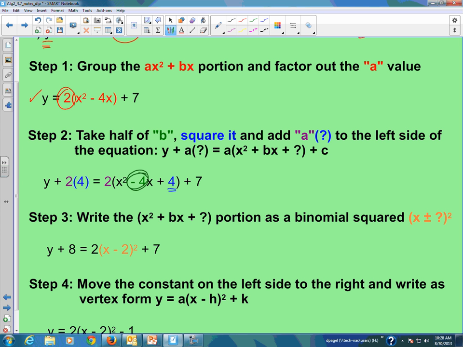Now what's different though is before when we were doing this, when we took half and squared and added it to both sides, we never had this a hanging out in front of our parentheses, because that was always a 1. So now what's different is we need to account for that a and realize that on the right-hand side of the equation, I've actually added 2 times 4, or I've added 8, which means if I want to balance my equation, I must also add 2 times 4, or 8, on the left-hand side where the y is. It's just a matter of balancing.